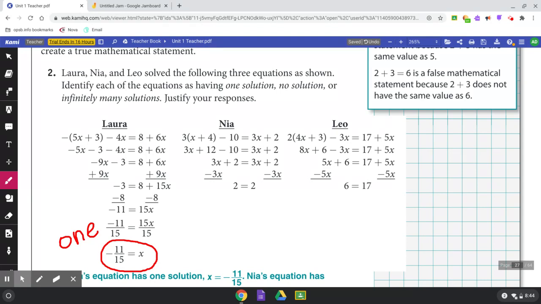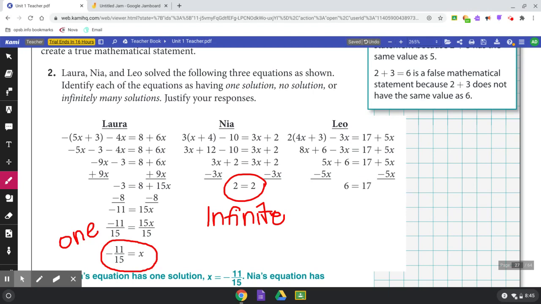Okay, well, Nina got 2 equals 2. So that goes back to the problems in number 1 that we were doing together in part A, B, and C. If I got the same value set equal to the same value, that was a solution. Well, in this case, when I solve an equation and I get the same value on both sides, that is infinitely many. Infinitely many.